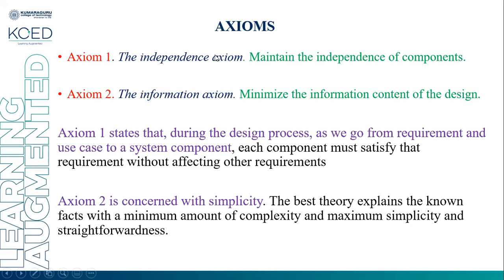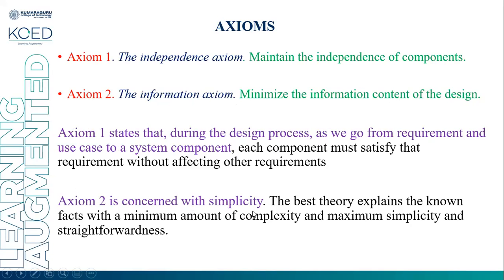Axiom one is known as the independence axiom. We maintain the independence of the components. Axiom two is the information axiom. Minimizing the information content of the design is the purpose of the information axiom. So axiom 1 states that during the design process, as we go from the requirements and use cases to a system concept, each component must satisfy its requirement without affecting the other requirements.